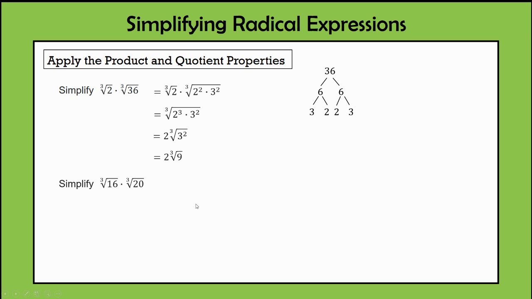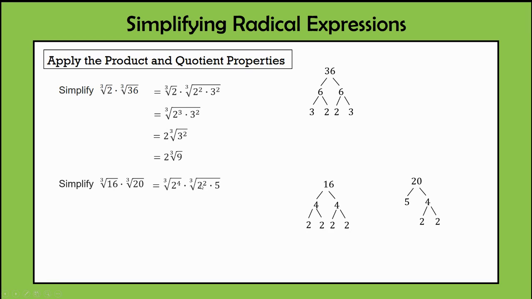Another example of these, cube root of 16 times the cube root of 20. So our first step is always to break these down. So 16 we know is 4 times 4. It's going to give me 2 times 2 and 2 times 2. So 16 is really 2 to the 4th power. 20 is 5 times 4, and then the 4 is 2 times 2. So if I take these radicands, which are the numbers underneath, and I write them as a product of primes, it looks like this. Cube root of 2 to the 4th times a cube root of 2 squared times 5.